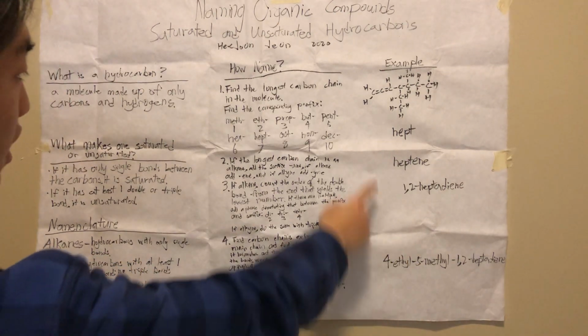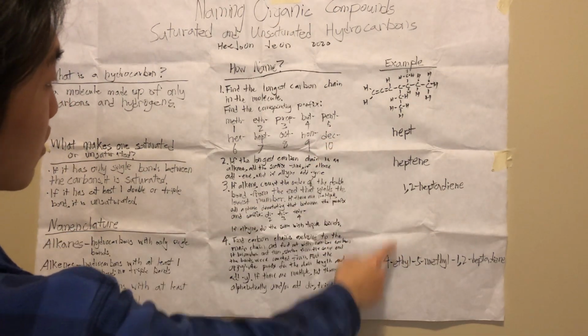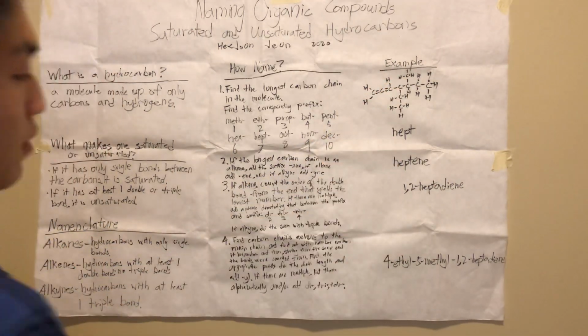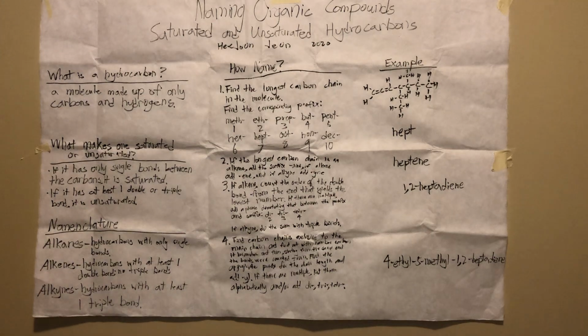And then so the full name of this would be 4-ethyl from this, 5-methyl from that, and then 1,2-heptadiene. Hope this instructional video helped.